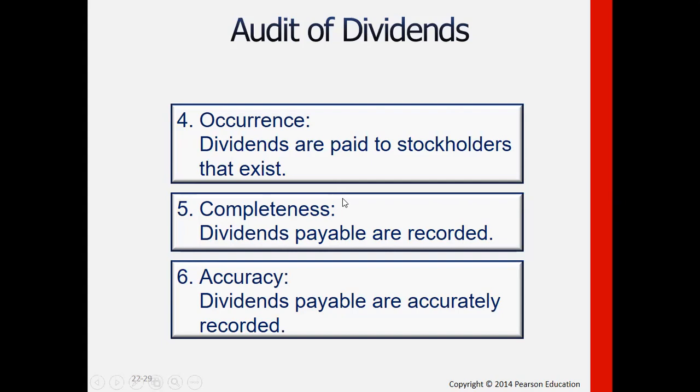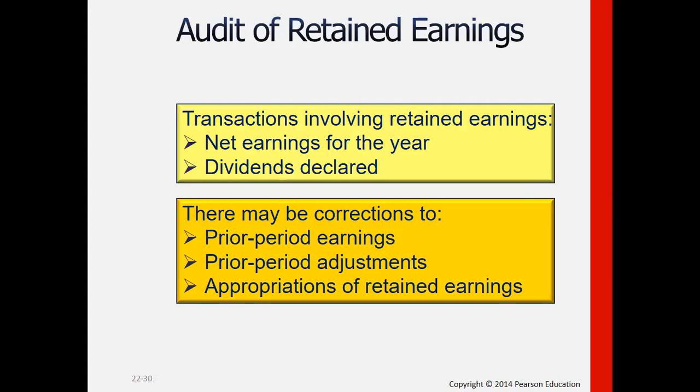Then accuracy, again, amounts or values. Okay, so also in their occurrence, you have to make sure that the shareholders who are recipients of the dividends actually existed. For completeness, that the payables are recorded and the amounts are correct. For number 6, accuracy. Next, for audit of retained earnings, the two things that are normally mentioned would be the net earnings or the profits of the corporation which are added. Losses will be deducted, being opposite to earnings, and dividends declared will be deducted. We have already mentioned such.